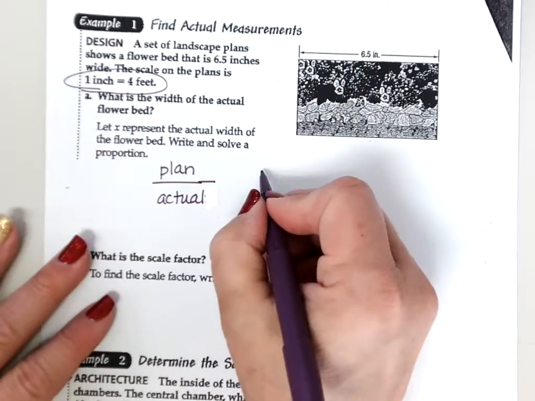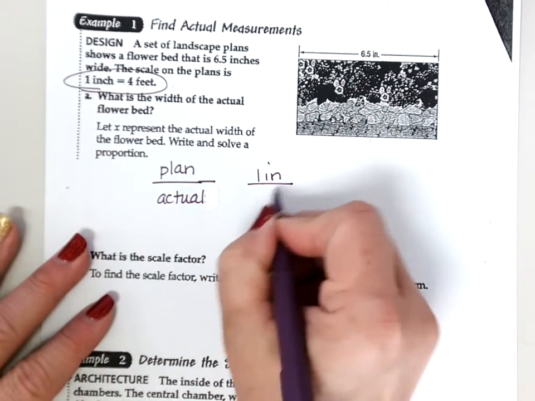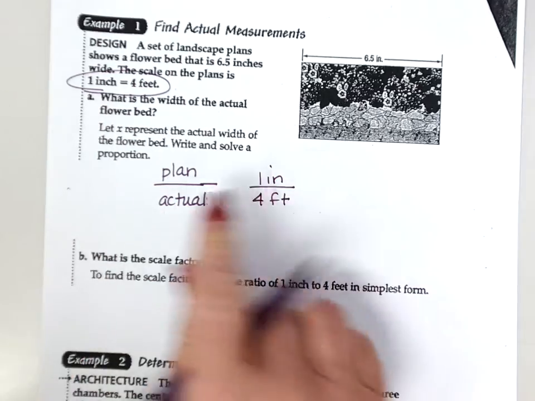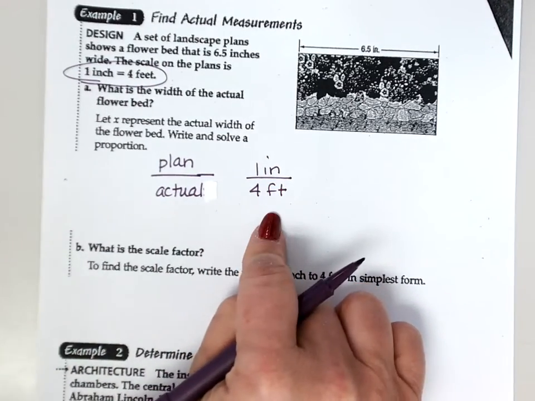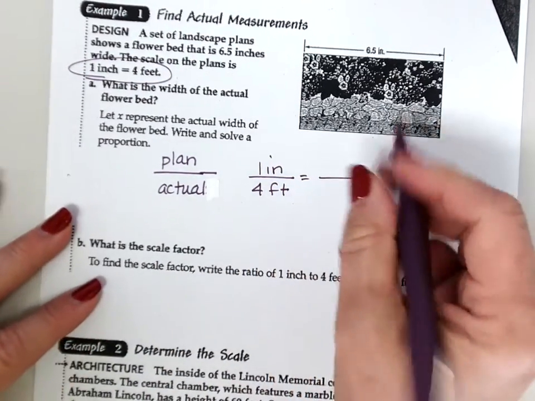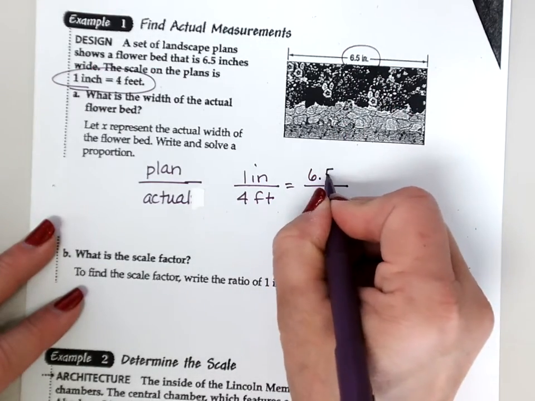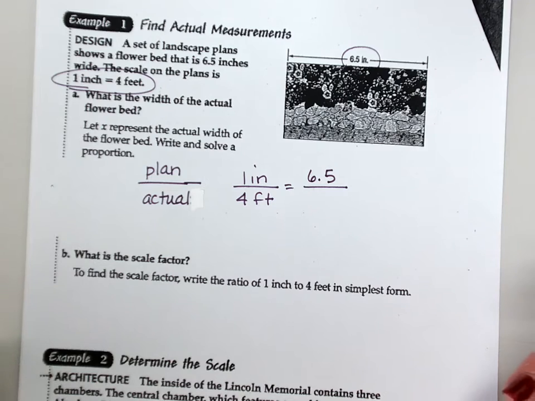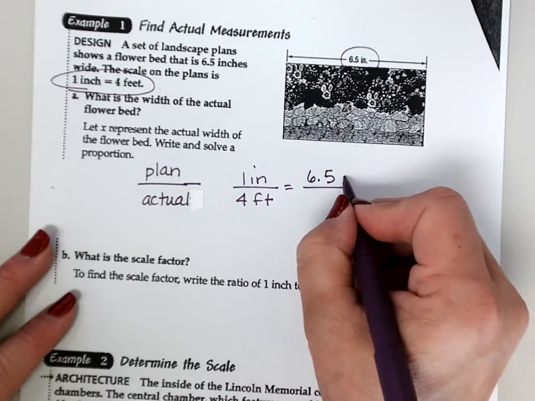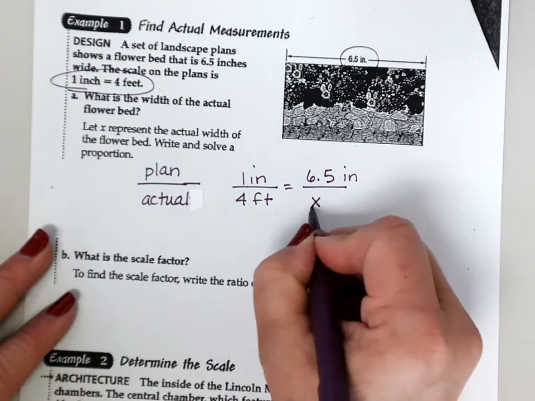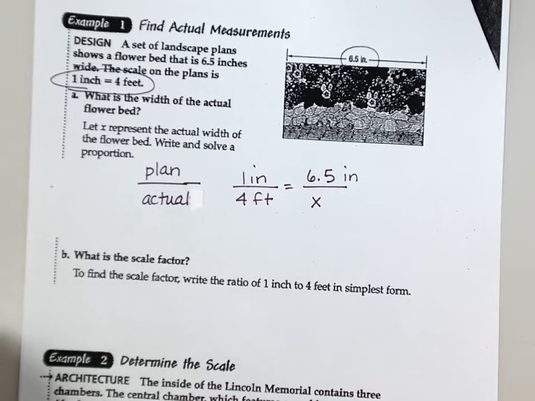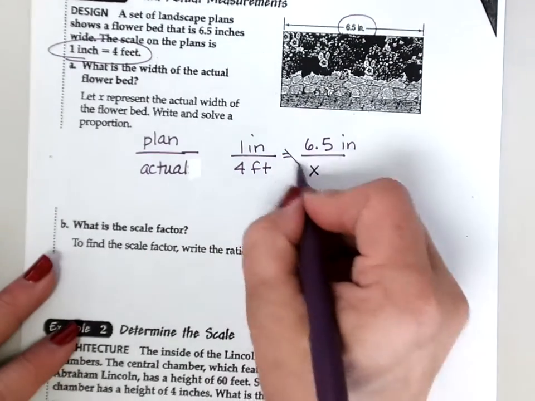Okay. So in the scale, 1 inch is really 4 feet. So the plan is the inch, the actual is the 4 feet. What I do know is that I have 6.5 inches in the drawing, and I want to find the actual length of the flower bed. So that's my X. So I'll cross multiply.